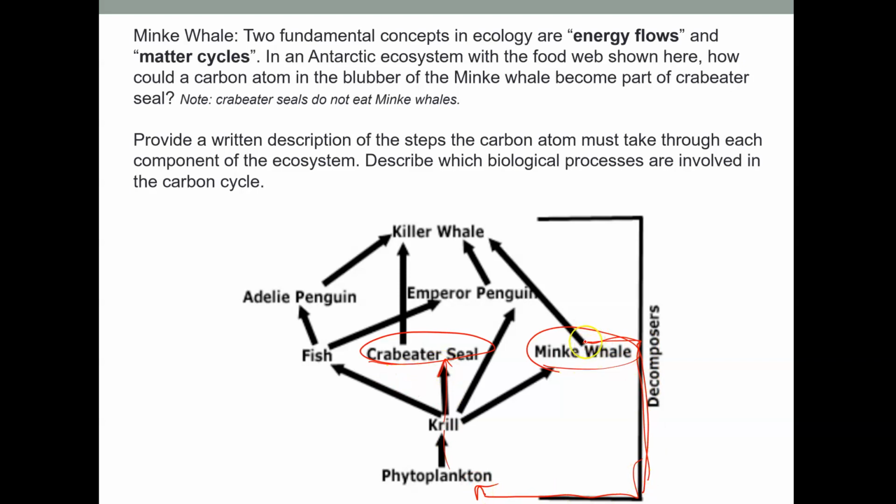Alternately, right, the minke whale can get eaten by a killer whale. The killer whale could die, and the cycle basically goes in the same way. So we basically have to go in a circle. Notice that we can't go laterally, right? The crab eater seal can't eat the minke whale.